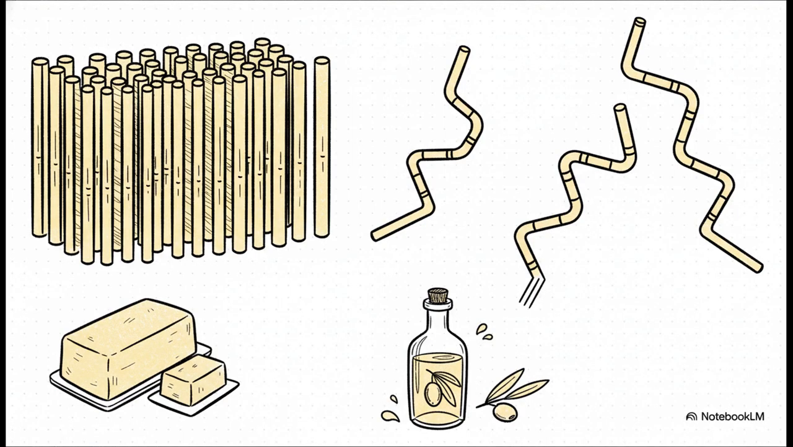Now, these fatty acids come in two main flavors, saturated and unsaturated. Saturated fats, think butter, have nice, straight chains that can pack together really tightly. But unsaturated fats, like olive oil, have at least one double bond, and that puts a permanent kink or bend in the chain. This bend keeps them from packing so closely, which is exactly why they're liquid at room temperature.